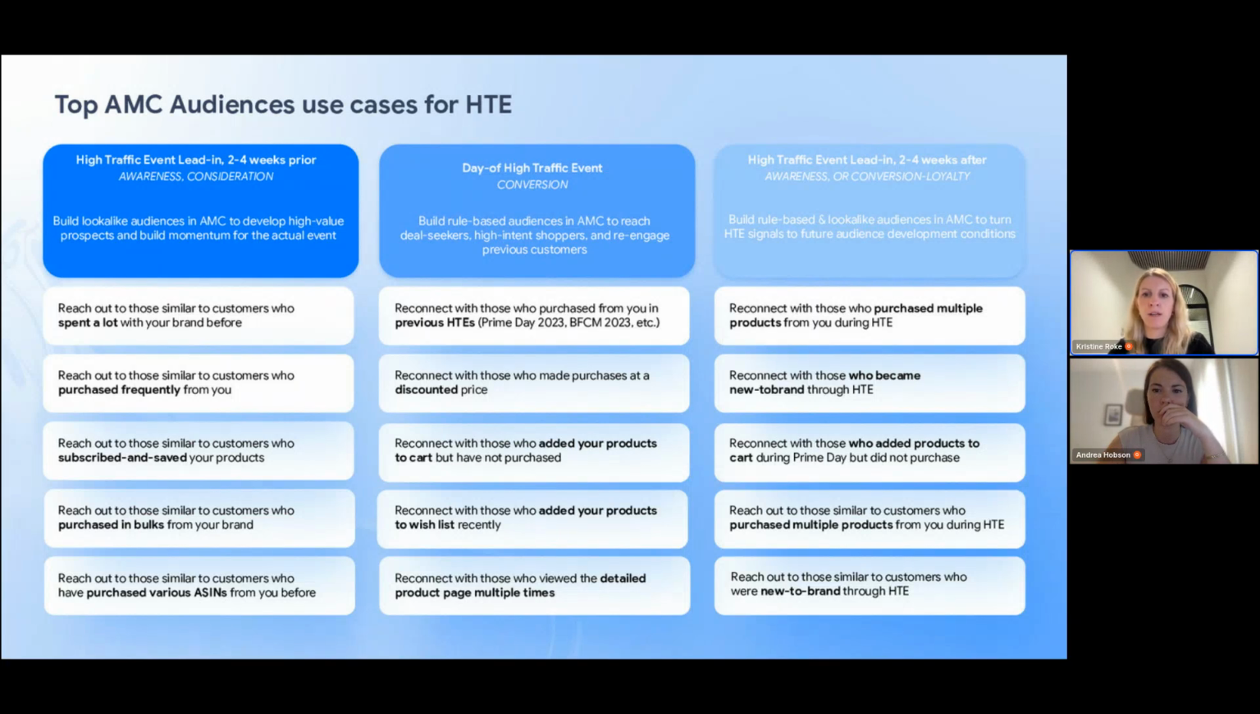So, for example, before the event, in the 2 to 4 weeks prior to the event, at this stage, the goal is to build momentum and awareness, so to get ready for the event. And with AMC, we can create lookalike audiences based on our highest value customers. For example, people who have purchased frequently, spent the most, or shown strong loyalty in the past. And so we might reach users similar to those who purchased multiple ASINs or products. And this helps us expand our reach to the new high potential shoppers right before the event starts.